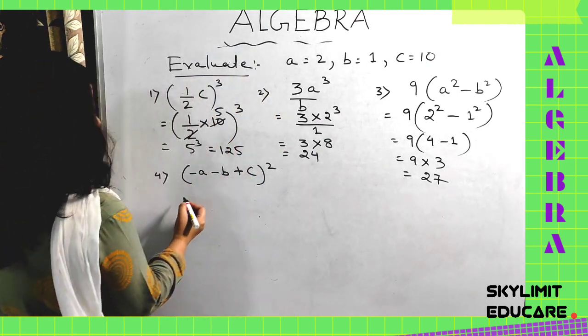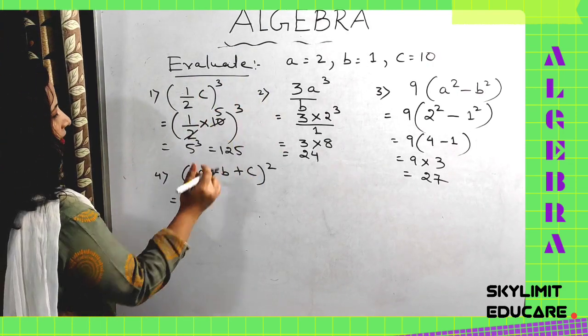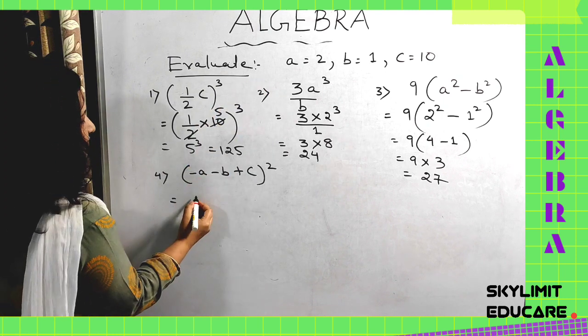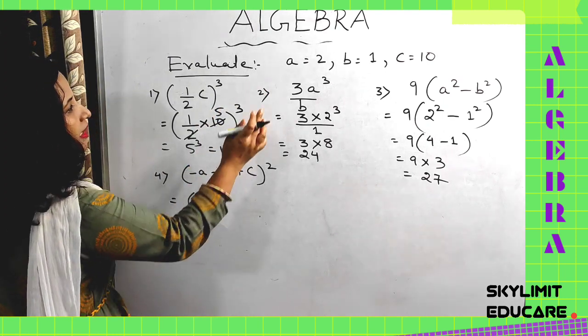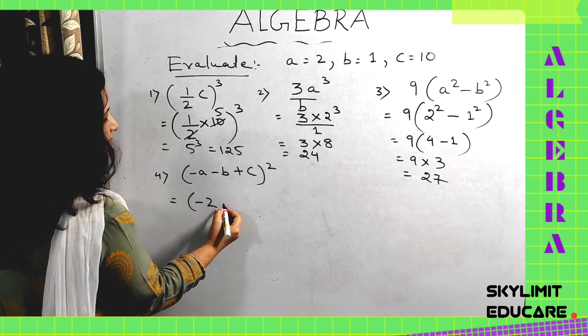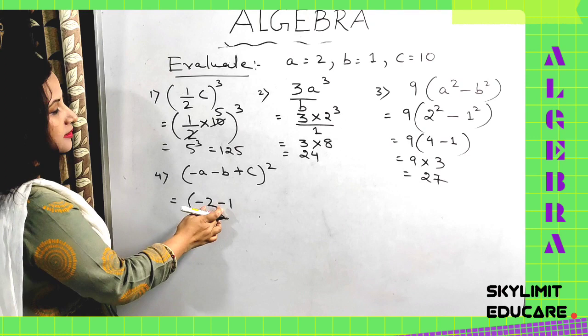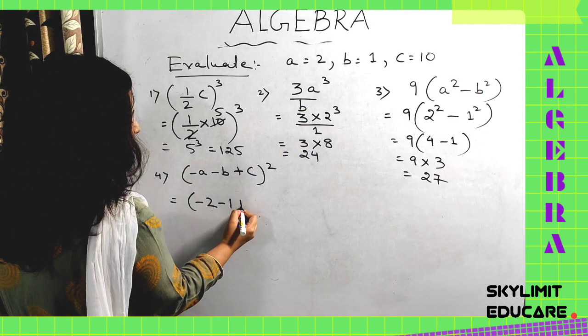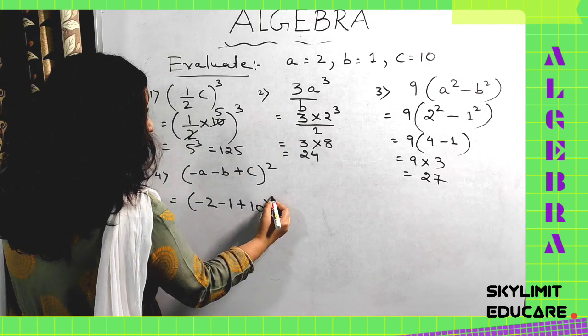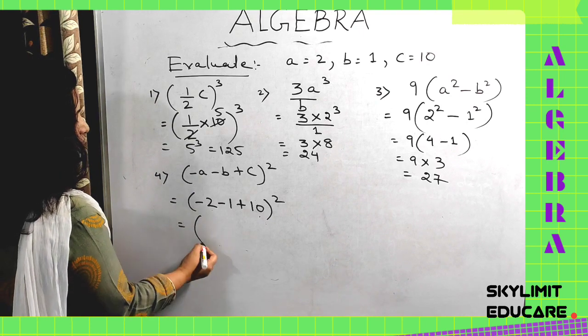Okay. Now let's come to the last one here. Minus a. A is 2. So minus a will be how much? Minus 2. Then you have minus b. Minus b is minus 1. B is 1 and the minus sign is there. Clear? Plus c. Plus c is how much? 10.